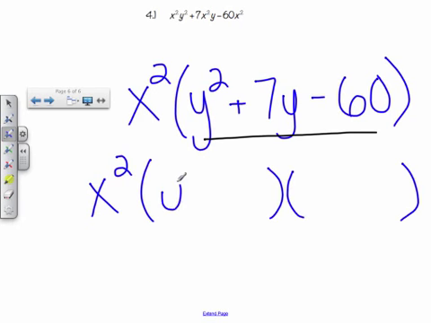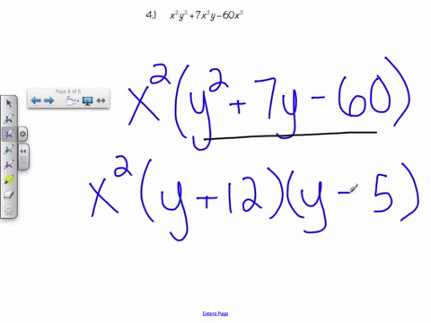Now I know that I can only put y here and y here because, again, the leading coefficient of this y squared is 1. And then I'm going to look for factors that multiply out to give me negative 60 but add up to give me positive 7. So those factors are 12 and 5. I know it's a positive 12 and a negative 5 because 12 multiplied by negative 5 is negative 60 and 12 plus negative 5 is 7.